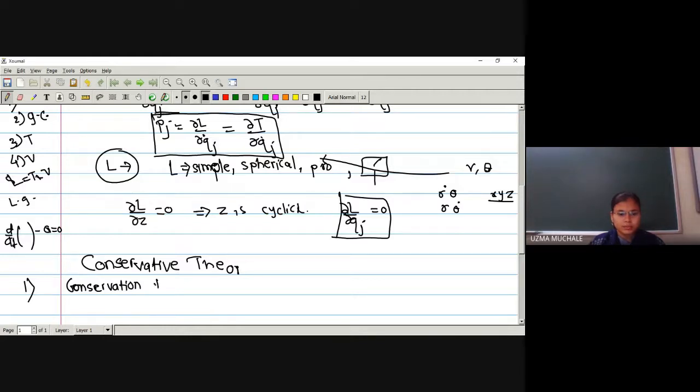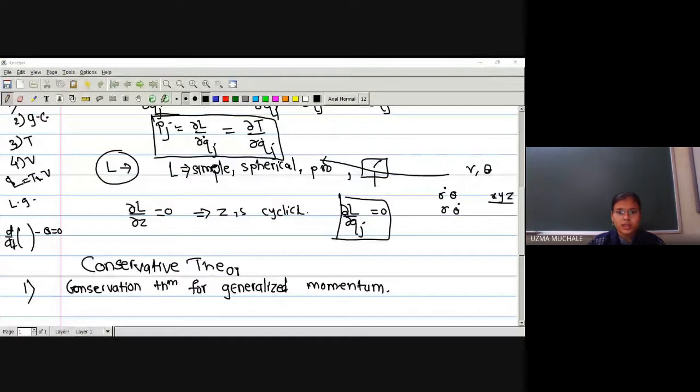Conservation theorem for generalized momentum. Okay, first we'll see the conservation theorem for generalized momentum. Right, so let us start this.